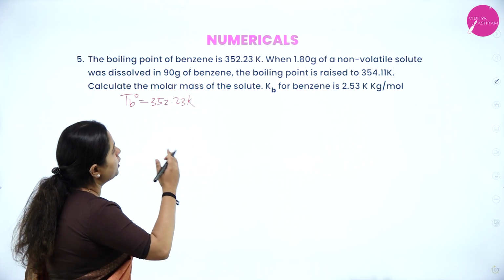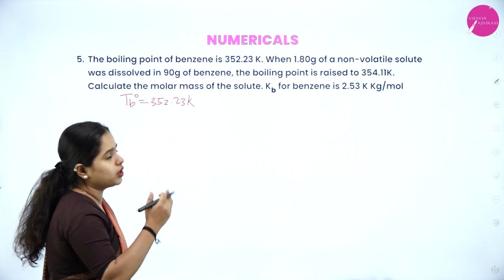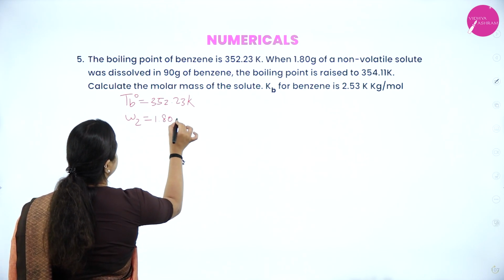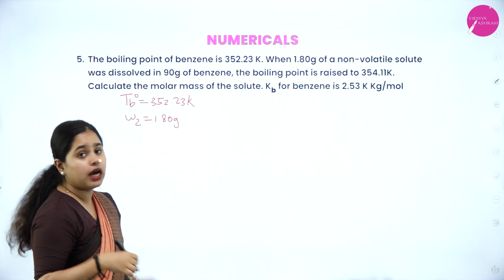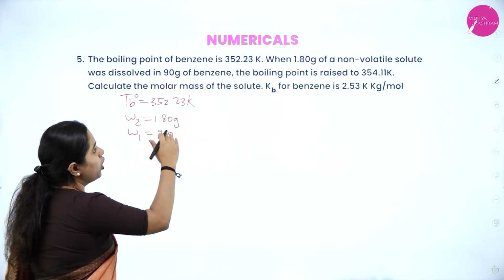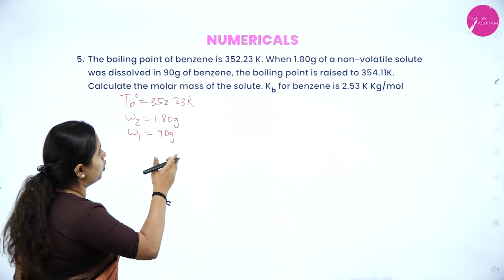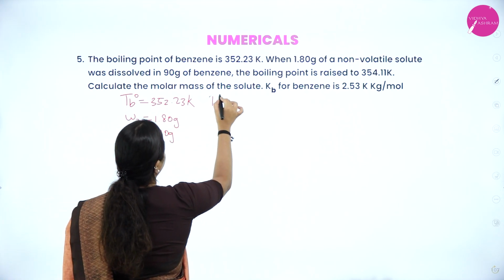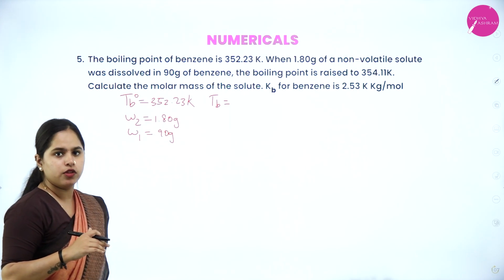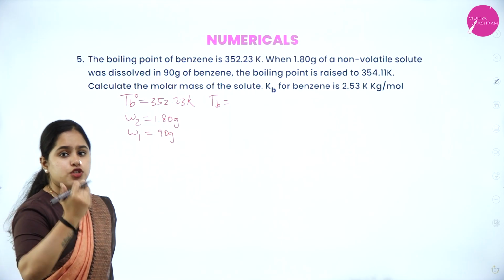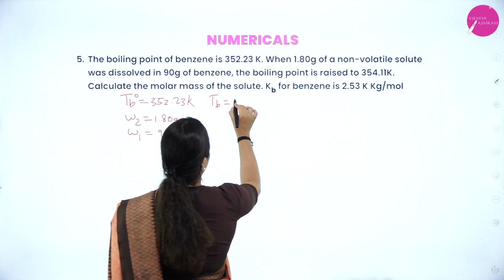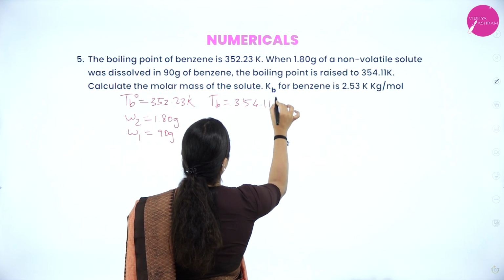Now, when 1.80 gram of non-volatile solute, the mass of the solute is given as 1.80 gram. It is dissolved in 90 gram of benzene, so mass of solvent is also given, 90 gram. The boiling point is raised to 354.11. So, now Tb is also given. Initially, for the pure solvent, it was this value. Now, when the solute is added, for the solution, the boiling point is elevated, so that value will be 354.11 Kelvin.